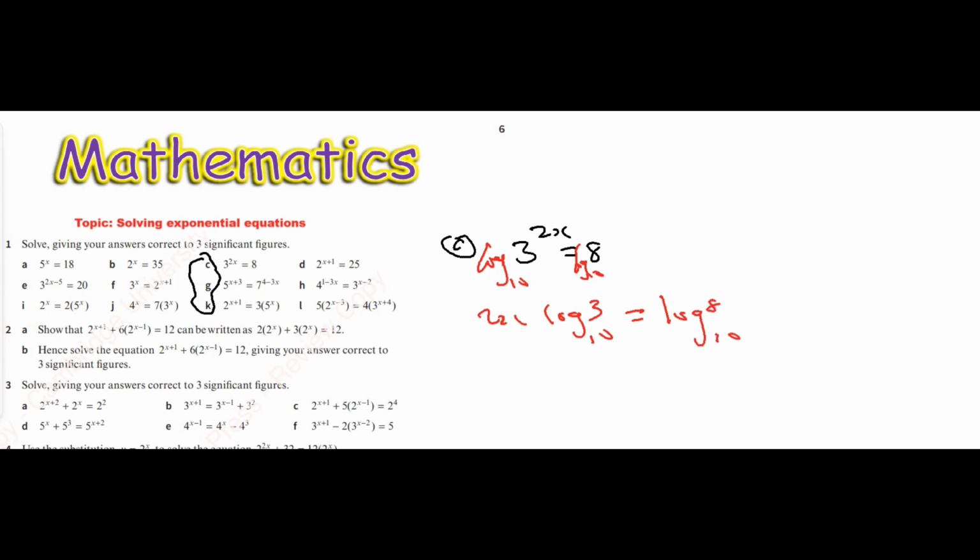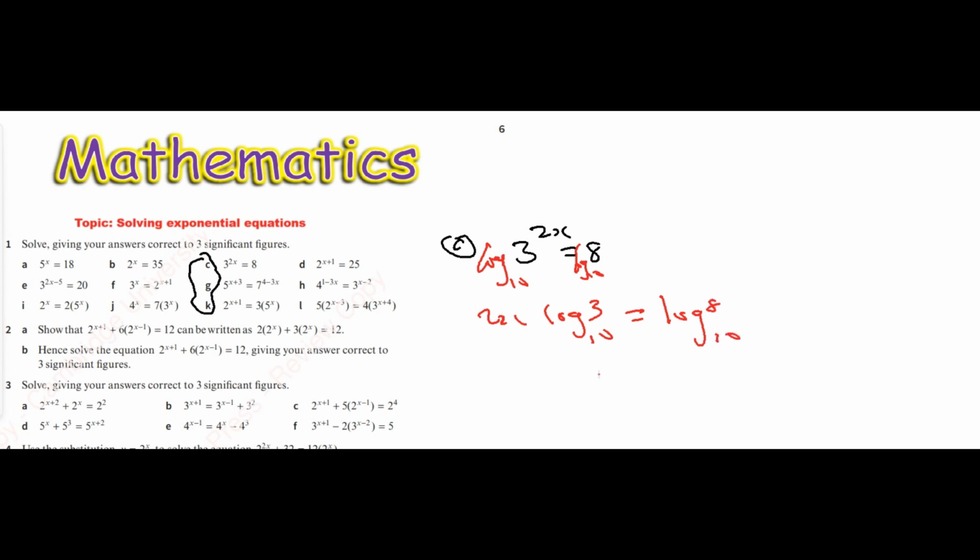Maybe I should do all of these questions C, G, K. Let me start with question C. I have 3 to the power 2x equals 8. I think I can take this one to the log. I can find the log of both sides. If I take log of both sides, it will be easier for me. Log to base 10. So I will have 2x log 3 base 10 equals log 8 base 10.